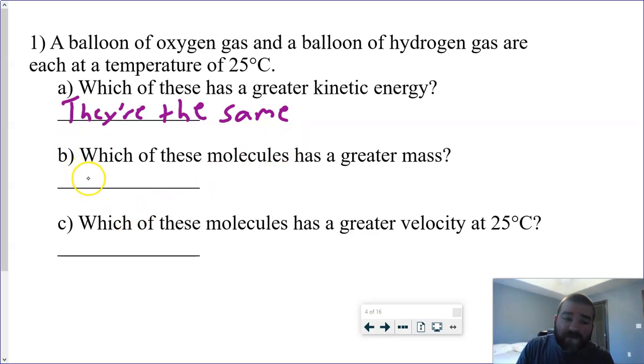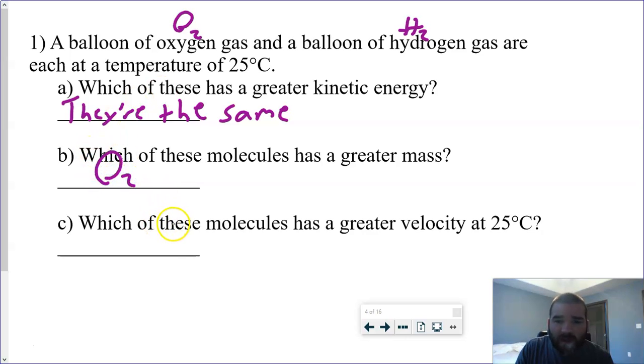All right, now this is different, right? Let's think about it. Oxygen is O2, hydrogen is H2, right? Oxygen is very clearly going to be heavier, right? Each oxygen is 16 grams per mole. Each hydrogen is 1.008 grams per mole. This would be a total molar mass of 32, total molar mass of 2.016. Yeah, so the oxygen has a greater mass.